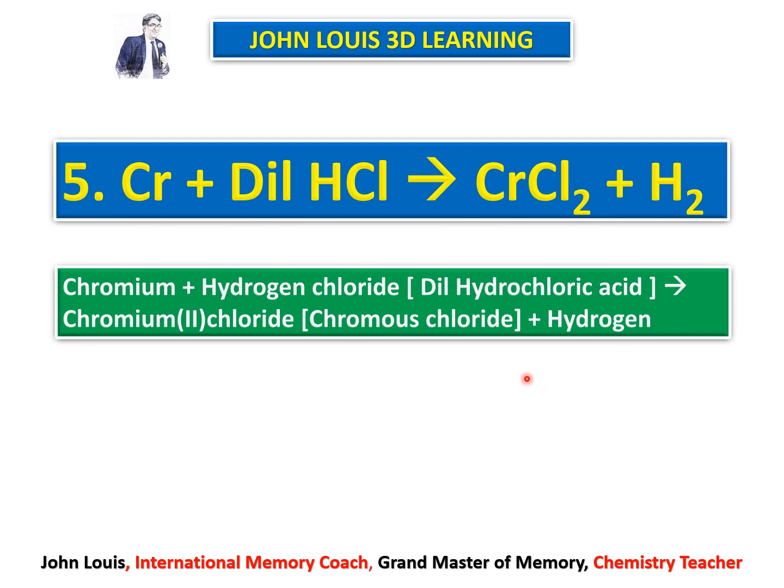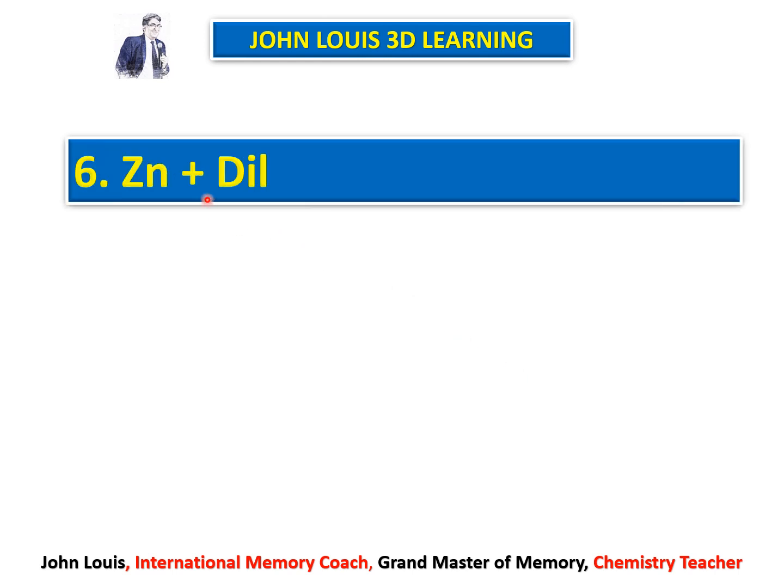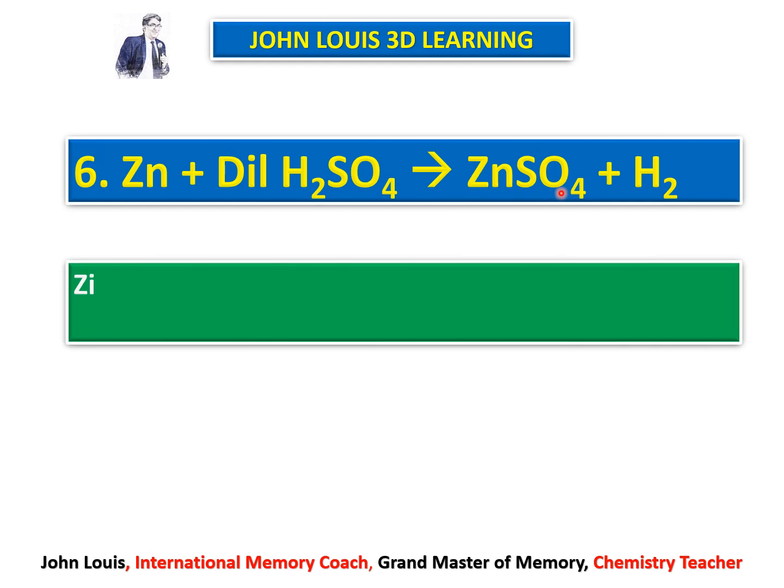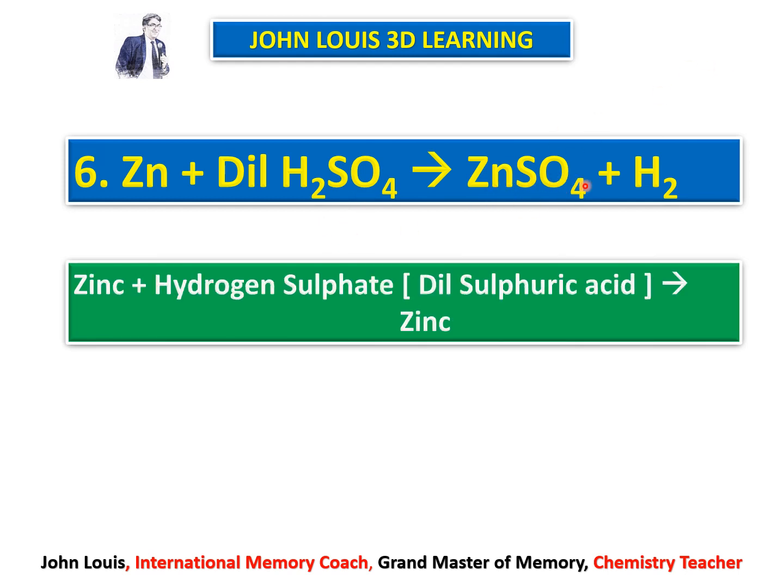Next one, Zn plus dilute H2SO4 gives ZnSO4 plus H2. So what is Zn? Zinc. H2SO4 is sulfuric acid. ZnSO4 is zinc sulfate plus hydrogen.